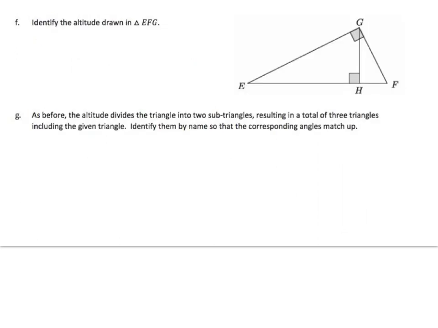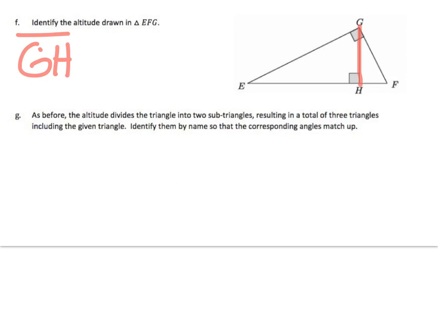Identify the altitude drawn in triangle EFG. Okay, the altitude, pretty simple. Oh, that's huge. Hold on. Did not mean to do that. There we go. Much better. GH. Segment GH is the altitude from vertex G to the line containing EF.